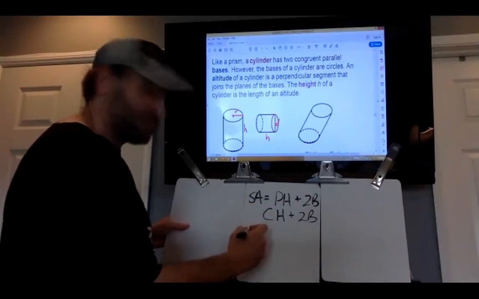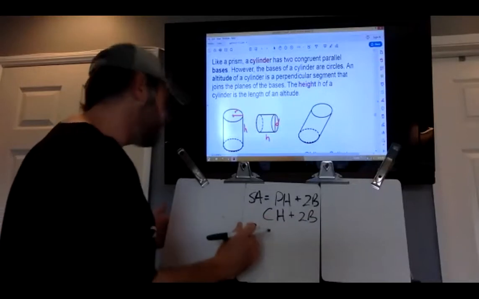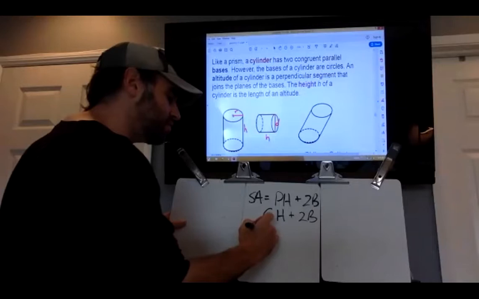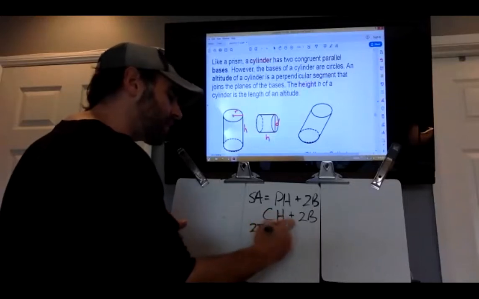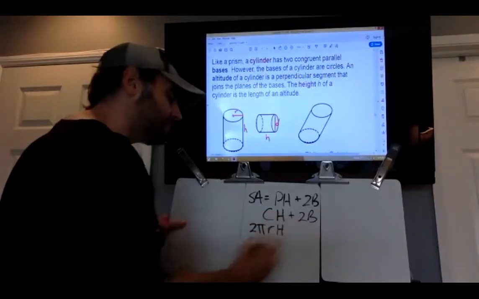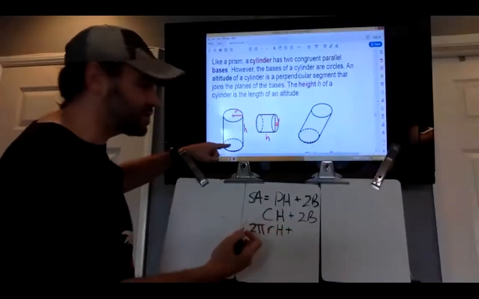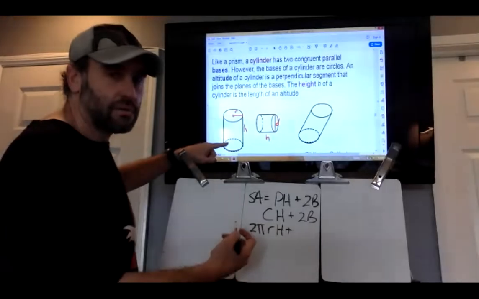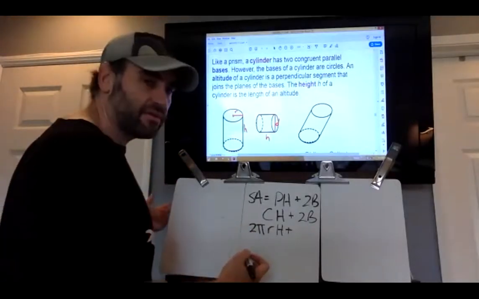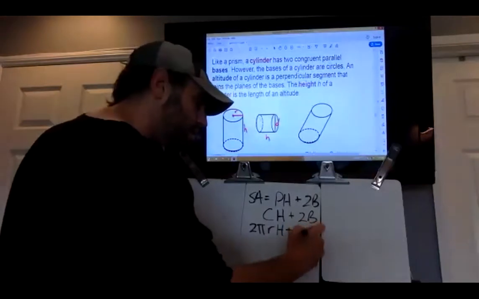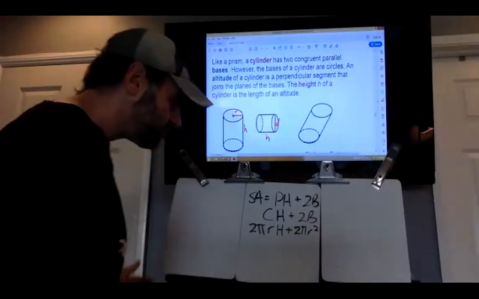2 pi r? Or d pi. Yeah, we can do d pi, but let's just do 2 pi r for right now times big H. And then what is the area of a base? It's the area of a circle, right? So what's the area of a circle? Pi r squared. So you have 2 pi r squared.